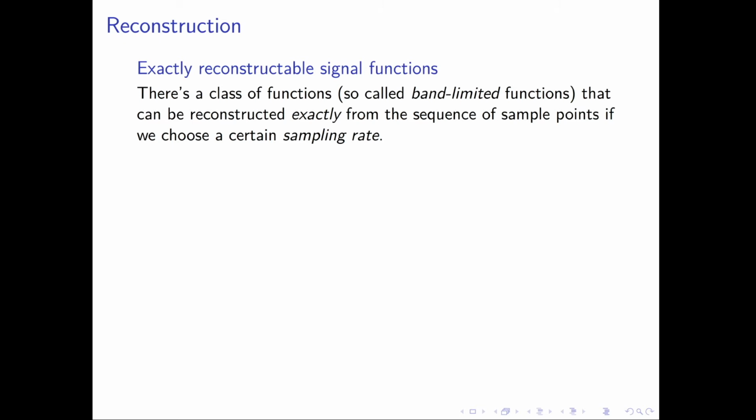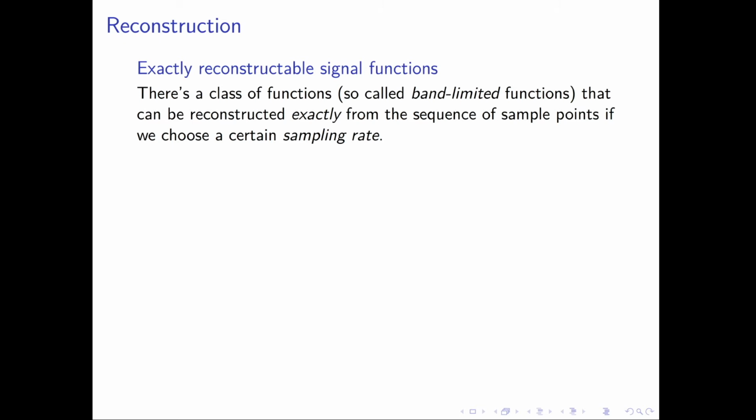And as a matter of fact, there's a certain class of functions that have certain properties, and the functions with those properties can be reconstructed exactly from only the sample points, given that we've chosen a certain sampling rate. And those signals or those functions are so-called band-limited functions or band-limited signals, and they're a bit of a theoretical construct because they are not so important for us in computer graphics.